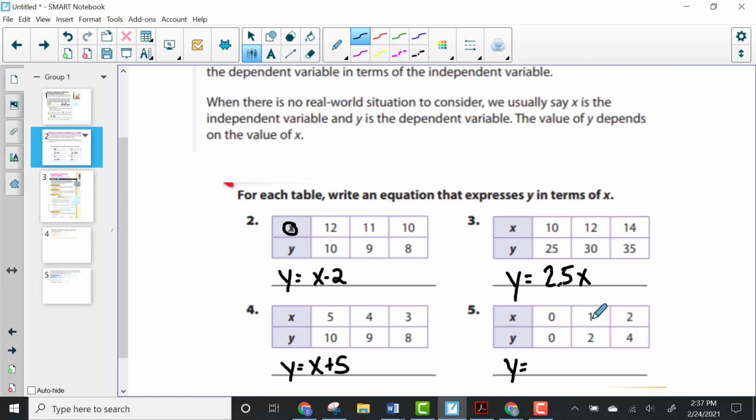Let's see. What's happening to 1 in order to get it to 2? We can add 1 to it, but that doesn't make sense, because if we added 1 to X, that means Y would be 1 over here. So multiply 1 by 2, that gives us 2. Multiply 2 by 2, and that's going to give us 4. So Y for this is going to equal 2 times X.